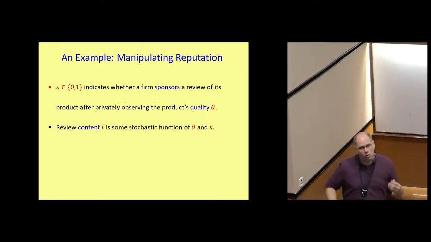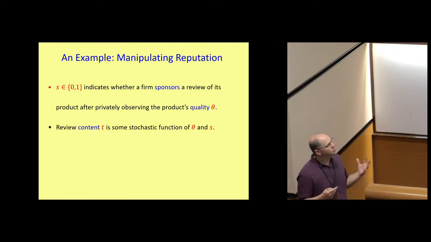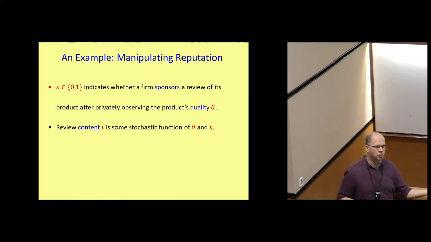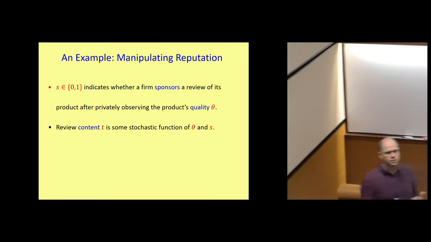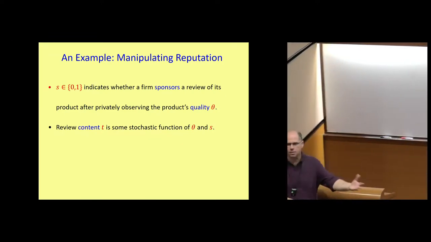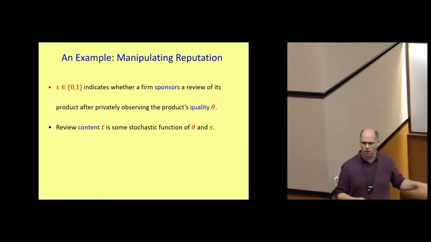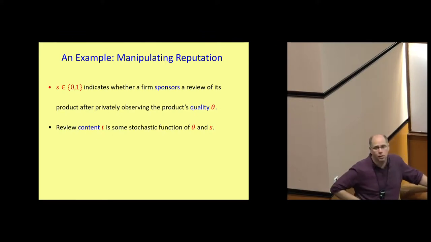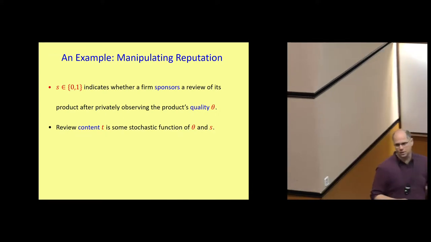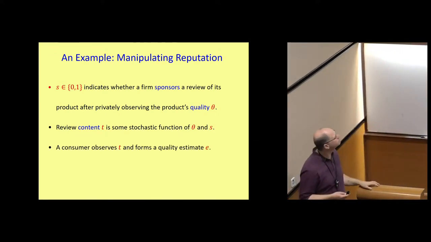Then the content of the review will be some stochastic function of the true quality of the product and the sponsorship. Okay, so if I pay somebody to write a review, maybe he's going to feel a little bit uncomfortable writing a nasty thing about my product, so he will be nicer. Maybe it's going to be the other way around. He wants to prove his independence. Who knows? But there's going to be some stochastic function. The content of the review, T, will be some stochastic function of theta and S.